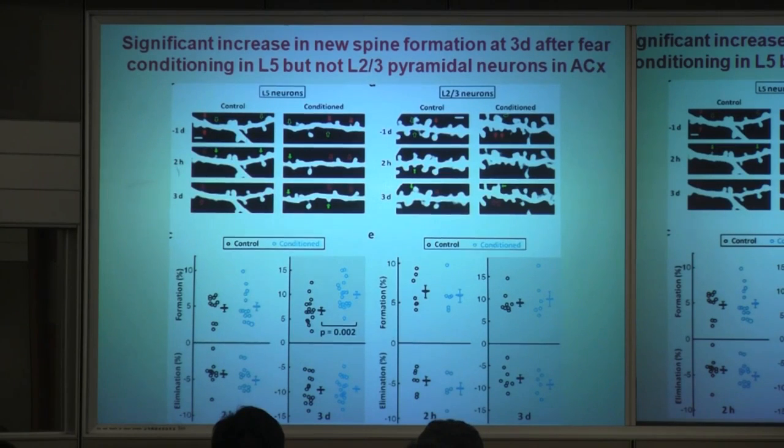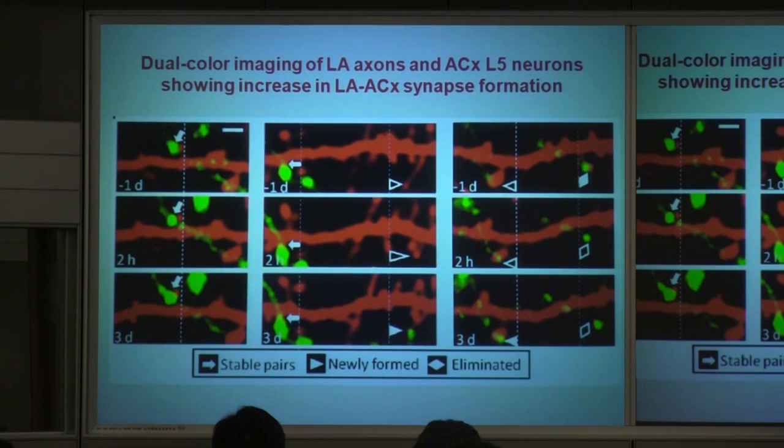So in order to see what's really happening, we need to label both sides. This is the toughest experiment. Nobody has been able to do this in the field. We've accomplished this. We label presynaptic lateral amygdala neuron with one dye, one color, and postsynaptic dendrite with another color. Then we look at their contact, and we ask whether there's change in the presynaptic structure and postsynaptic structure. That's where the new synapses are.